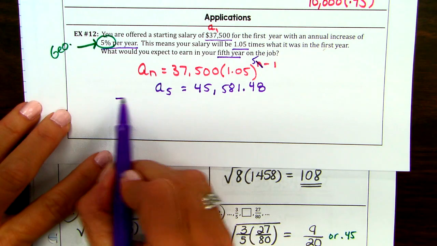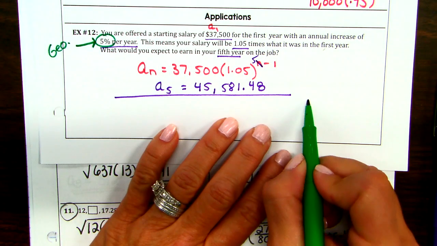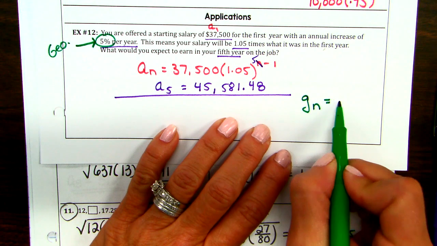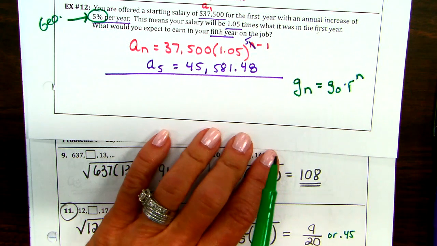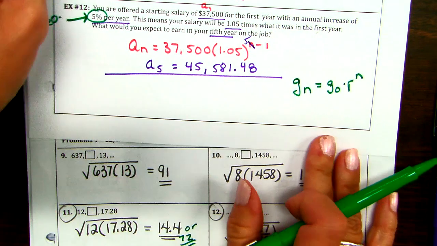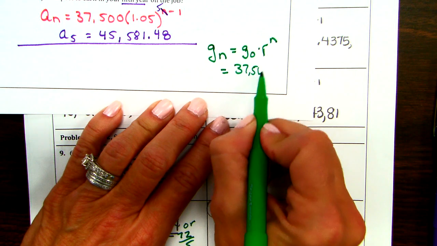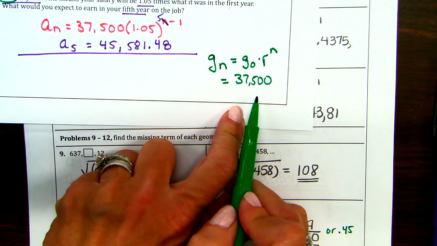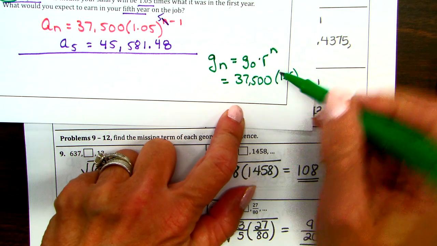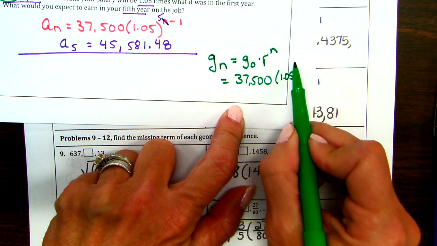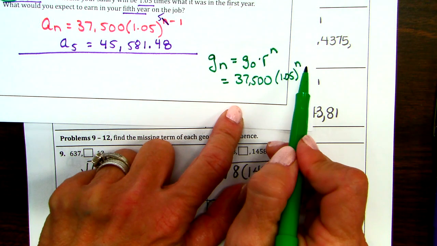Now, one last thing. Remember I told you about the a sub 0 formula? Sometimes in these real-world problems, you're going to see it happen. They'll use this instead. You'll get the same answer, okay? So watch. If I did 37,500, if I called that year 0, my r would still be 1.05. But when you use that as 0, you take away the minus 1, okay? So there's no minus 1.